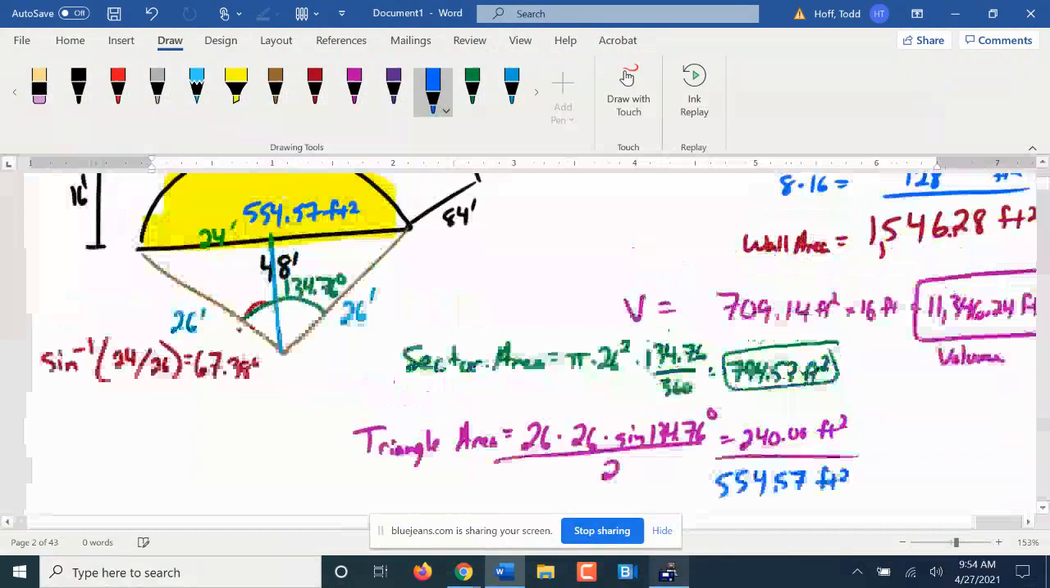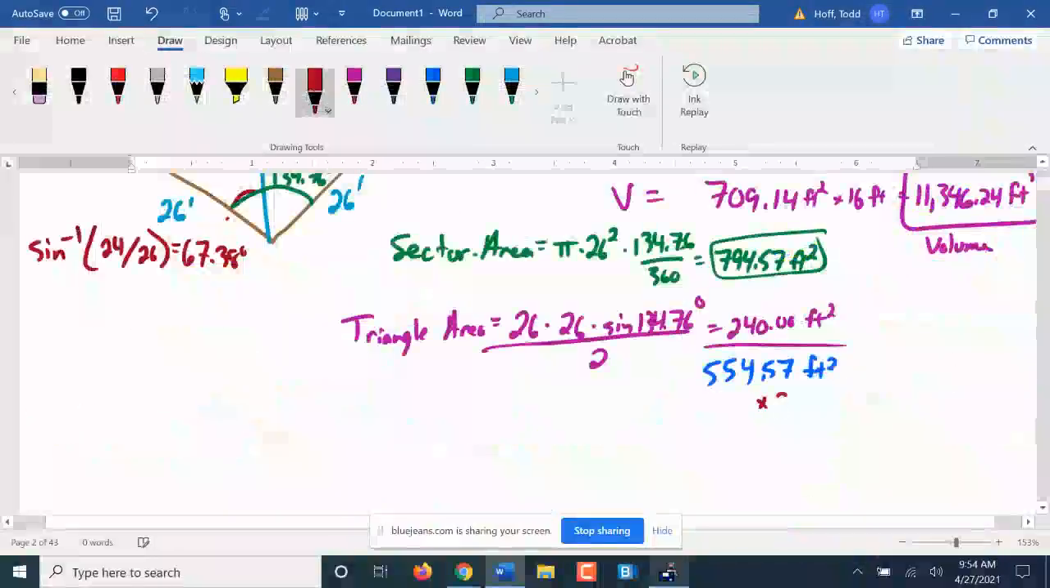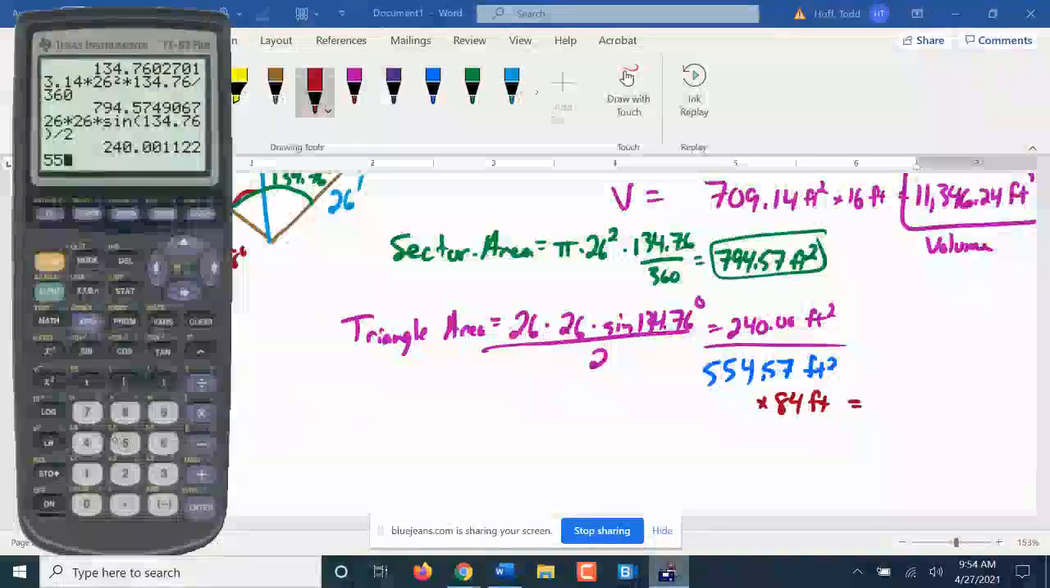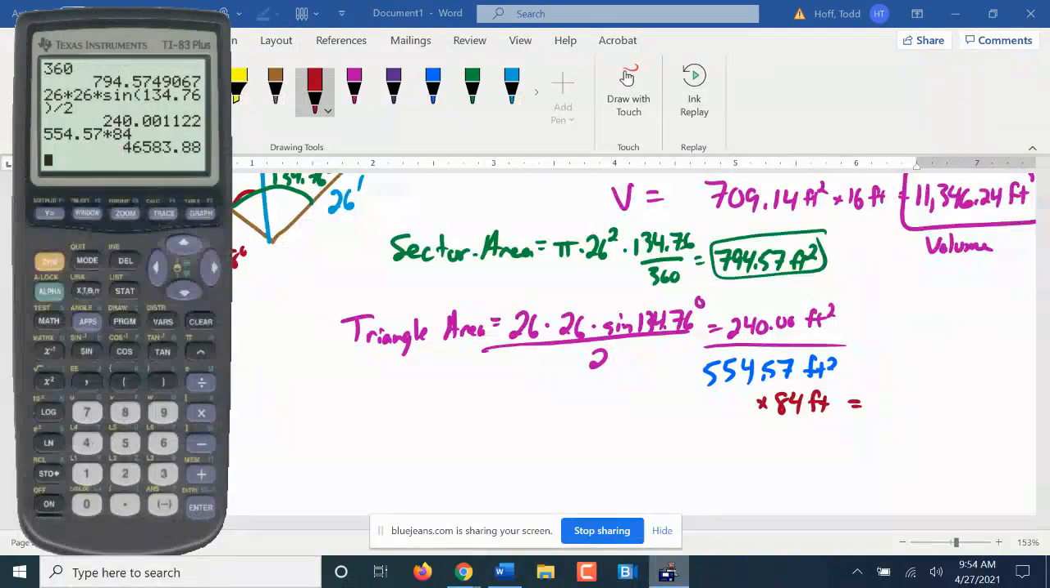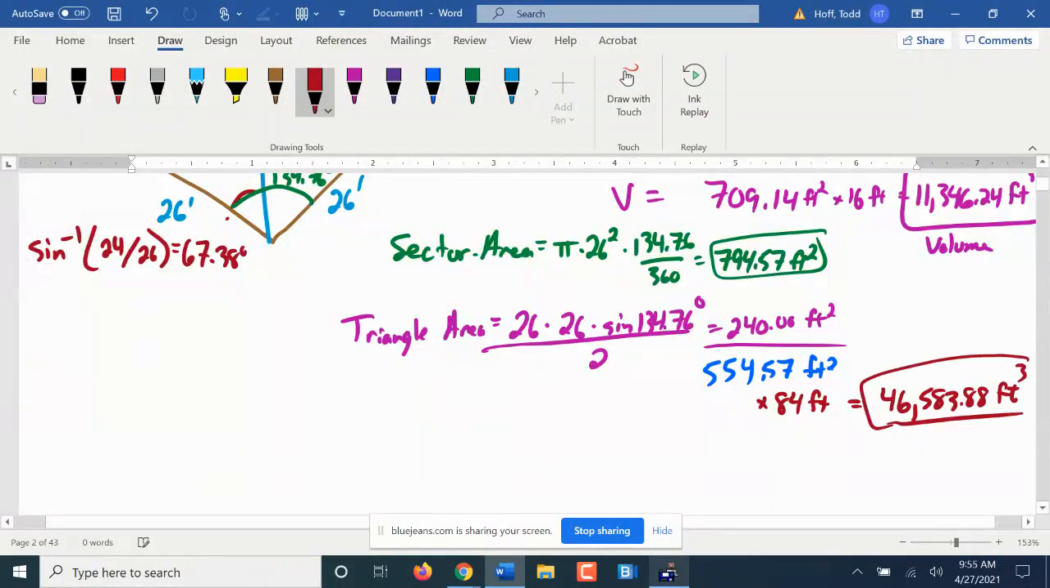So the volume of that portion is going to be that area times the 84 feet. Gives us 46,583.88 cubic feet. So literally we just have to add those two pieces together here.